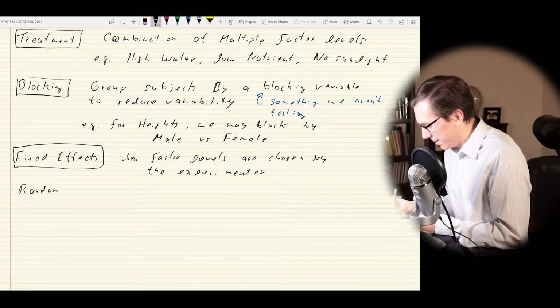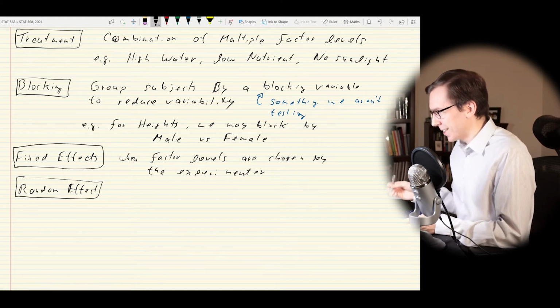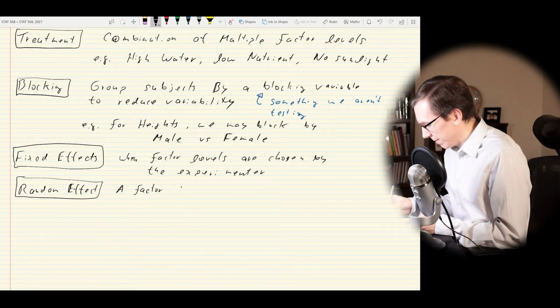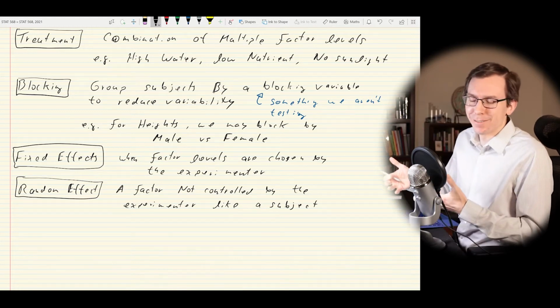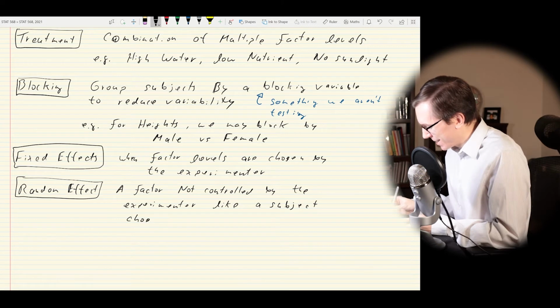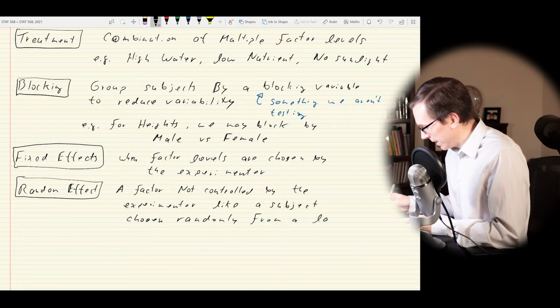Now the random effect is basically the contrasting definition: a factor that's not controlled by the experimenter, like a subject, a person, an animal, a plot of flowers, for example, chosen randomly from a larger population.